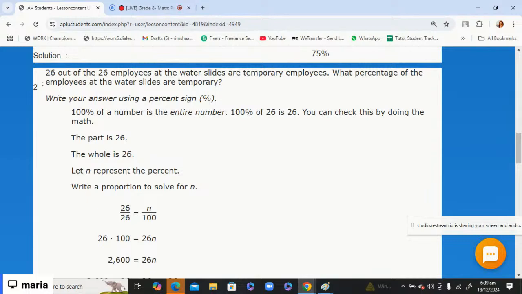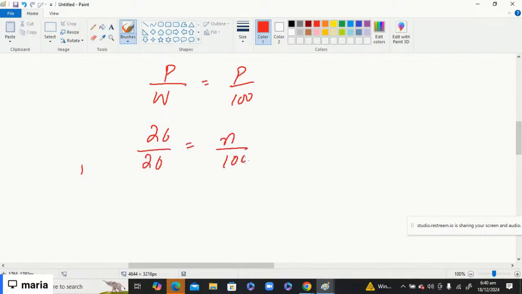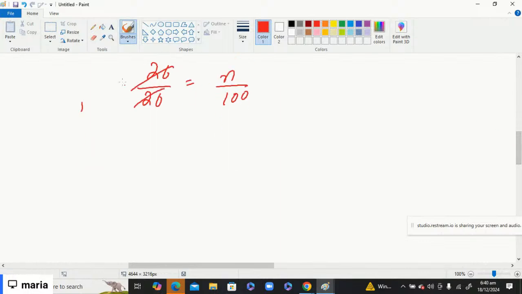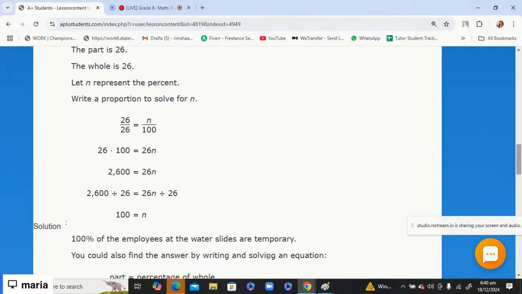Okay, so it means that part and whole both are the same, and the percent is not given, so we are going to find out the percentage of that number. Look here, part over whole, both are the same. Your part is 26, whole is 26, percent is not given, over the 100. So if this side is 1, then 1 is equal to n over 100. So n is equal to 100%. Understand? So this is the full 100%.